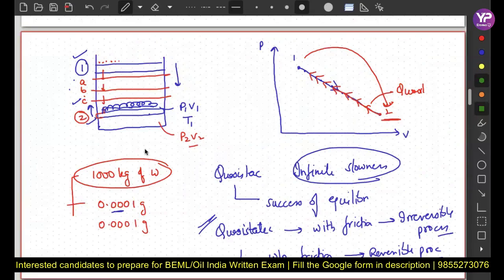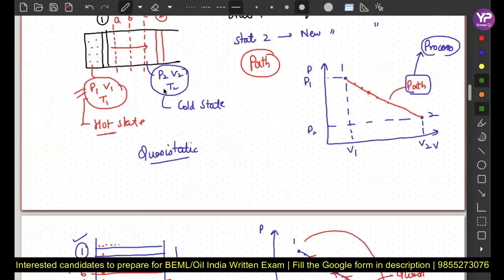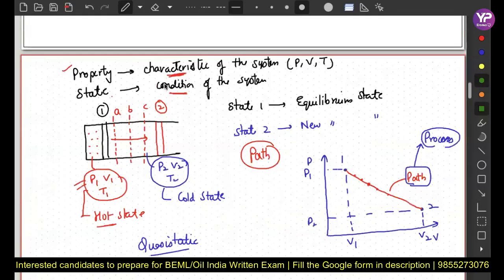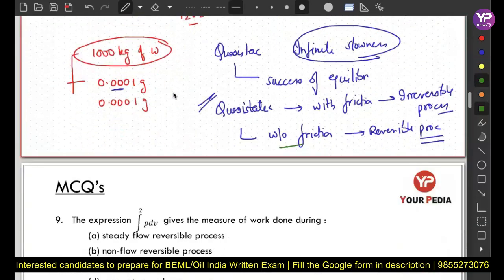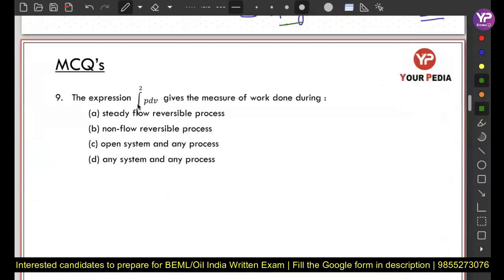So this is a basic definition of reversible process here. Quasi-static process as well as the property state etc. Now, the expression PdV gives the measure of work done. Now, what is the meaning of work done here?